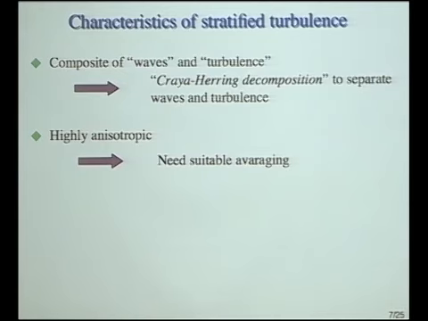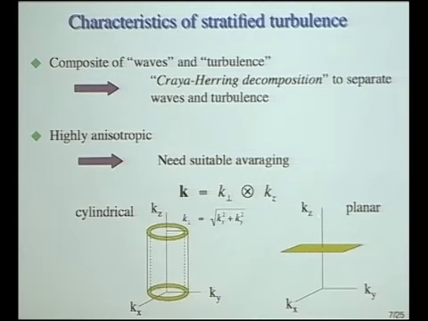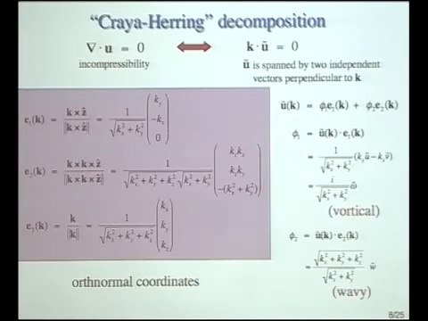Another characteristic of stratified turbulence is that it is highly anisotropic, so we need suitable averaging. We divide the k-space wave number into horizontal and vertical. For the horizontal wave number, we average inside the cylindrical shell, while for the vertical wave number, we average inside the planar plane.